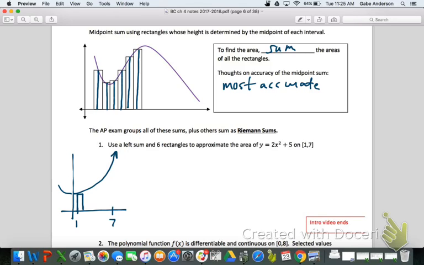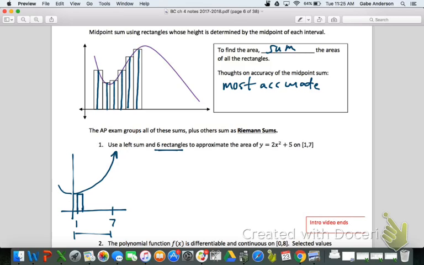So there is my first rectangle. Actually, let's go back a little bit. How many rectangles can we even fit? Of course, we're supposed to be putting 6 in there. Made some nice, convenient numbers here for you. Of course, the distance between 1 and 7 is 6. So if you use 6 rectangles, the base length for all of these rectangles will be 1. So it'll be a nice, consistent base length.